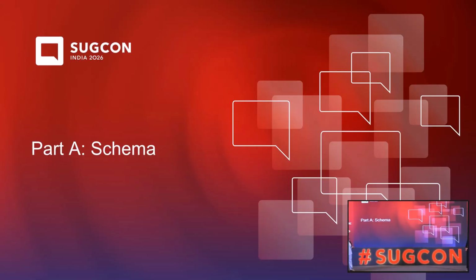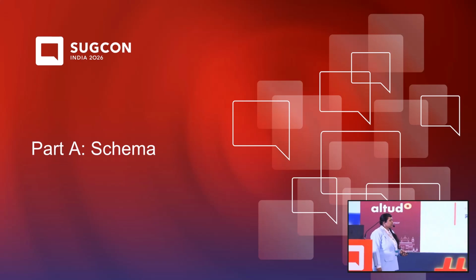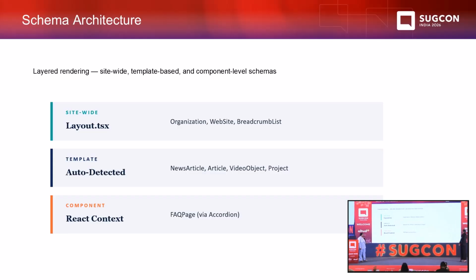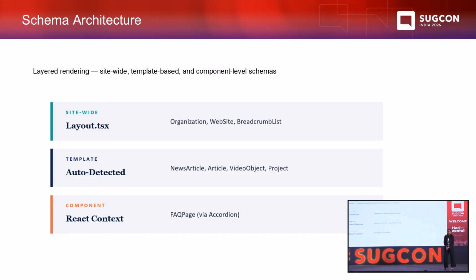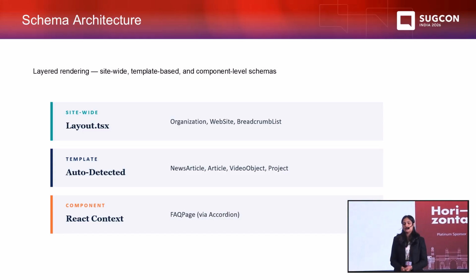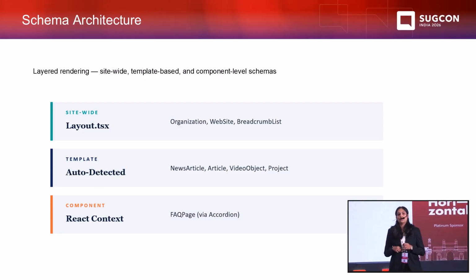Now, let's focus on schema architecture. We divided the schema architecture into 3 layers. The first one is the site-wide layout service, which is for organization, website, and breadcrumb list. This is common for all the pages across the site. So instead of adding it to every page, we can add it in the layout service generically for all the pages over the site.